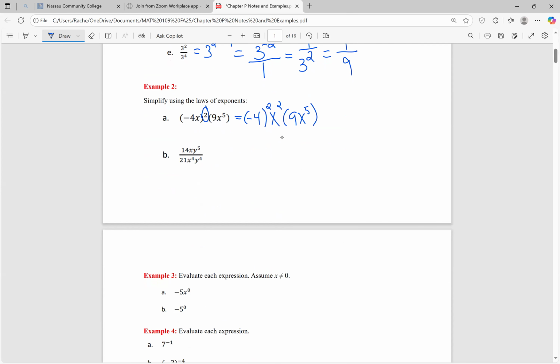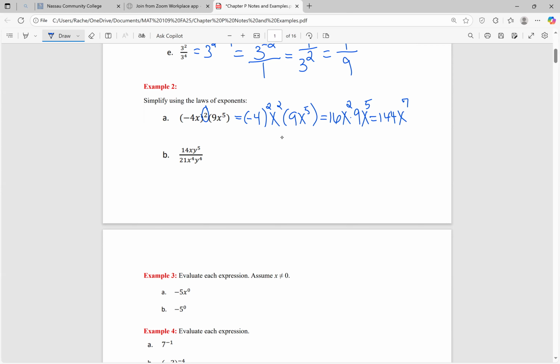Now, negative 4 squared is positive 16. So 16 times x squared times 9x to the 5th. Now I can multiply 16 times 9, and 16 times 9 is going to be 144. And x squared times x to the 5th is going to be x to the 7th.